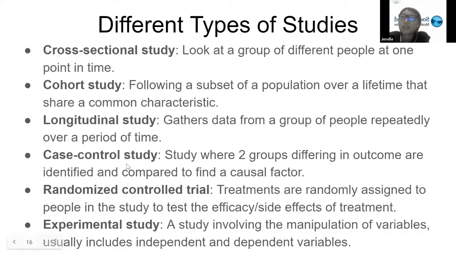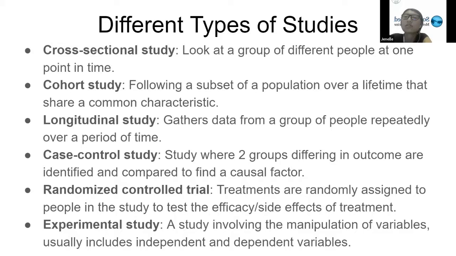And then for a case control study, that's where there are two groups differing in outcomes that are identified and compared to find the causal factor that's affecting the case group as opposed to the control group. And then there's a randomized controlled trial, which is when treatments are randomly assigned to people in the study to test the efficacy or side effects of treatment. Usually it's with study drugs. Sometimes there's a placebo, and sometimes there's also the actual study drug that's being tested.